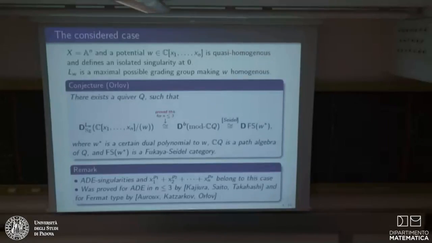So the number of monomials of W is the same as the number of variables. And in these cases, this maximal grading group actually will be Z plus some torsion subgroup. So it is of rank one, and the torsion is usually non-trivial.